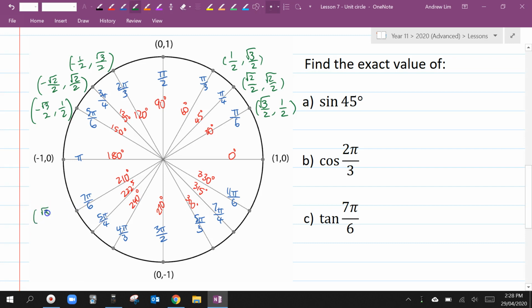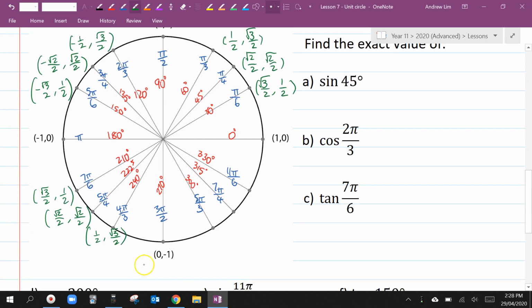We've got root 3 on 2, half, root 2 on 2, root 2 on 2, half, root 3 on 2. The question is, what's negative and what's positive? Well, it seems like they are both negative, because on this side of the y-axis, x is negative, and on this side of the x-axis, y is negative. So they are both negative. Let's just get a little bit more obvious.